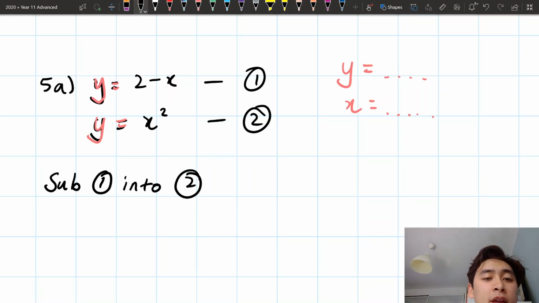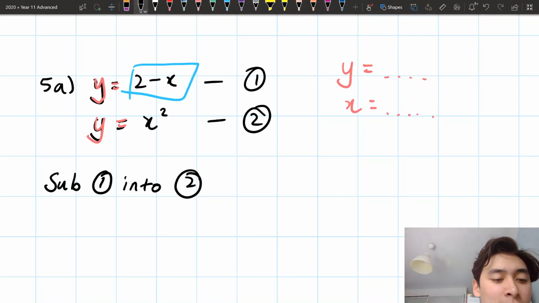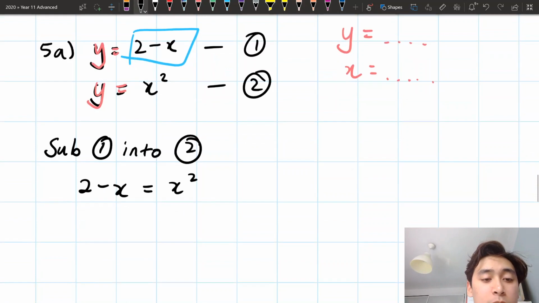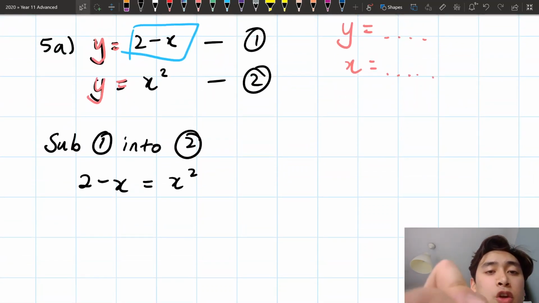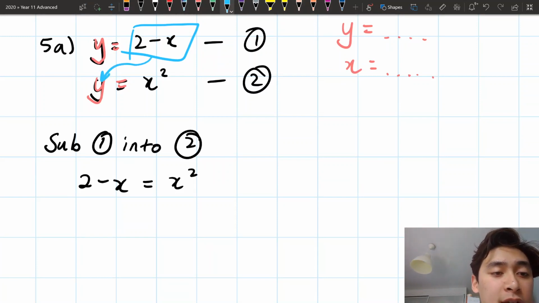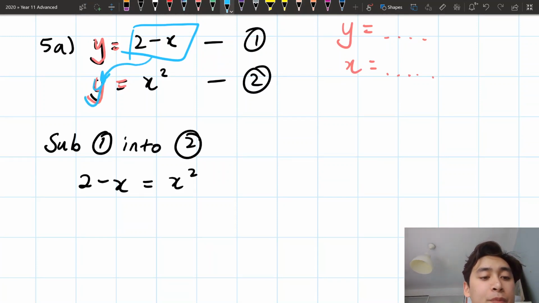So in the second equation, wherever I see y, I'm just going to replace it with 2 minus x. Here in the second equation, I have y is equal to x squared. So if I substitute y is equal to 2 minus x, I'm just going to get 2 minus x is equal to x squared. That's just me substituting this 2 minus x into this value of y here.